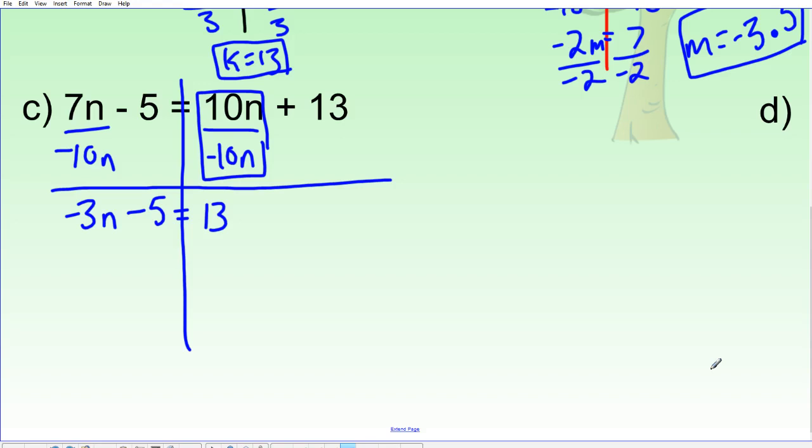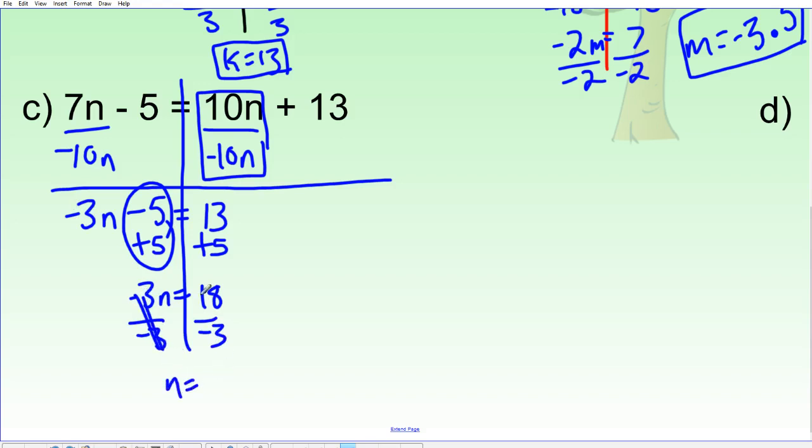Now I'm going to get rid of the add and subtract before the multiply or divide. So I'm going to get rid of this minus 5 first by doing plus 5 on both sides, giving me negative 3n equals 18. Don't forget this 3 stays negative. Don't forget that negative sign. Now when you divide both sides by negative 3, these guys cancel out, giving you 1n. On the other side, 18 divided by negative 3 is a negative 6.